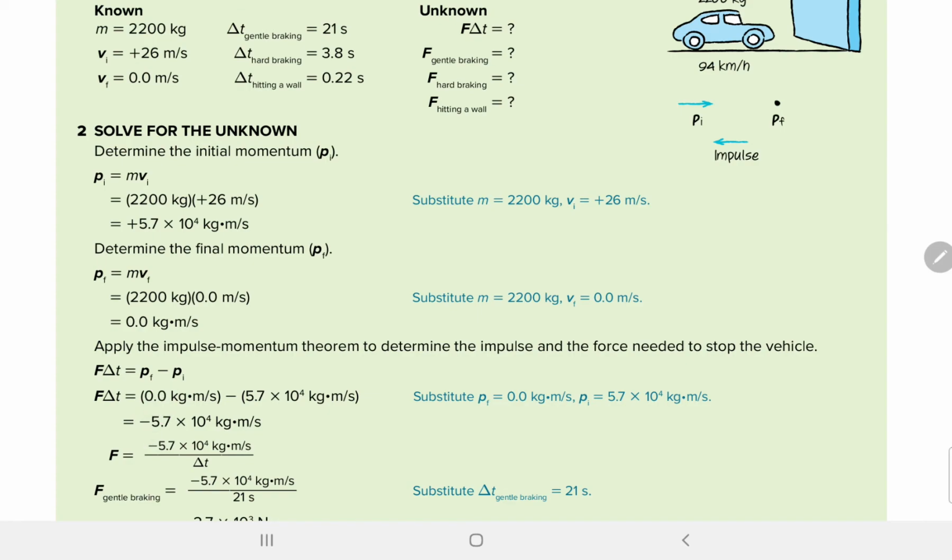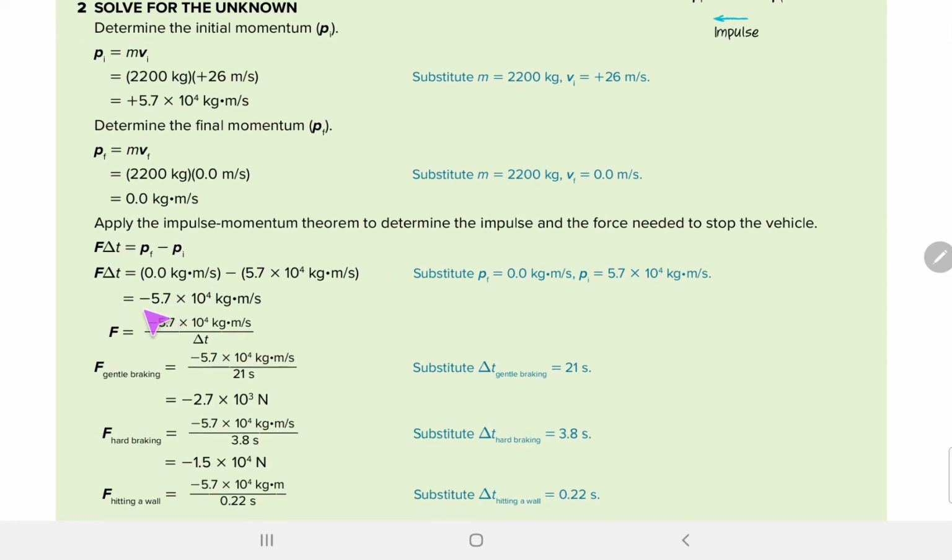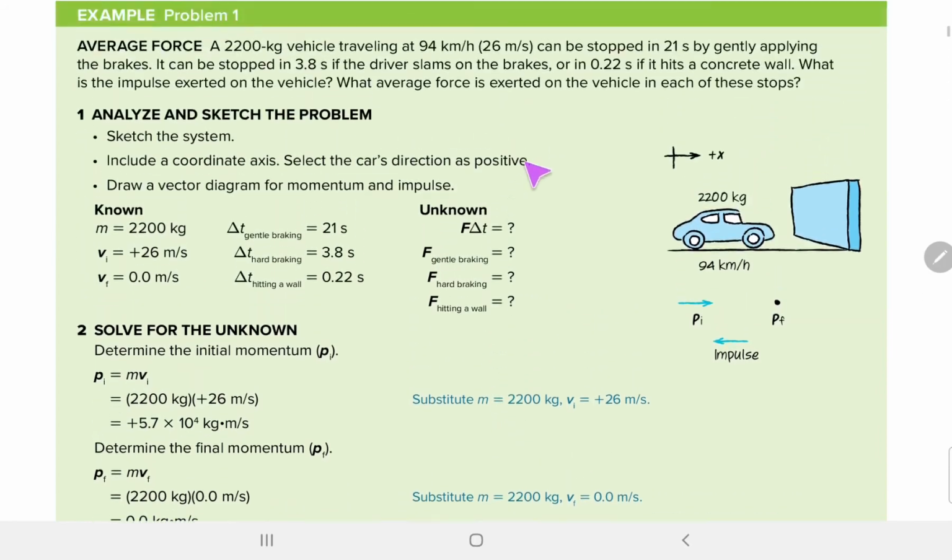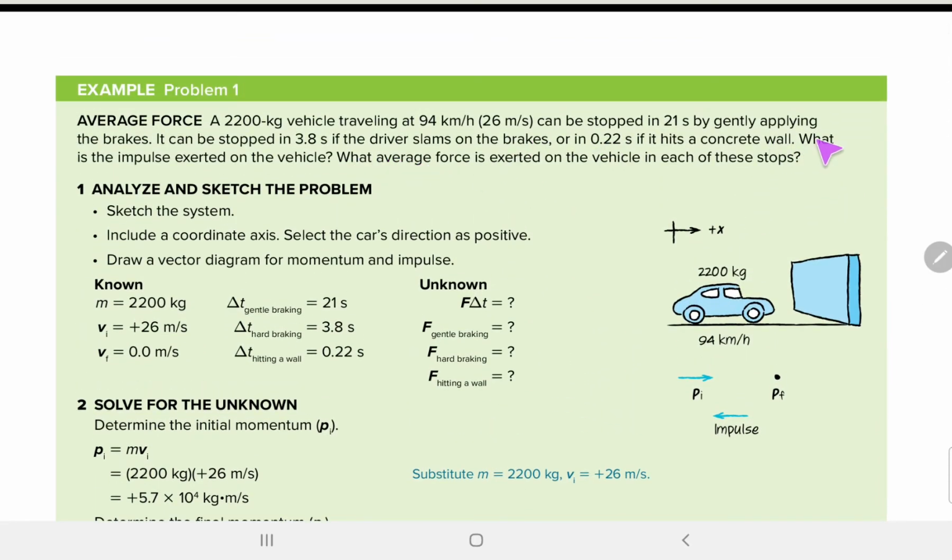After that, we write our equation, which is F delta t equal to p final minus p initial. F delta t equals p final, which we calculated as 0, minus the p initial we calculated, which is 5.7 times 10 to the power 4. So the final result will be minus 5.7 times 10 to the power 4 kilogram meters per second. This is part one of the question.